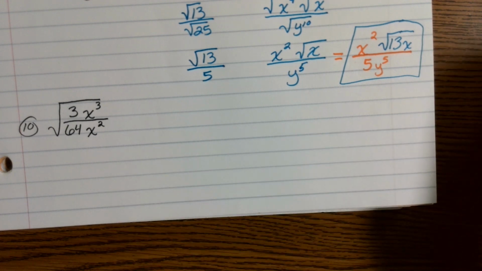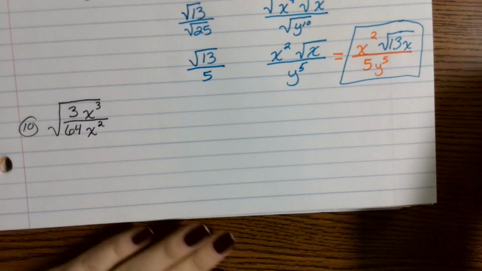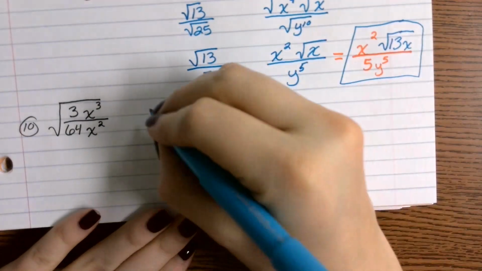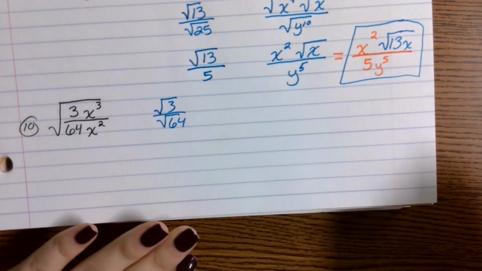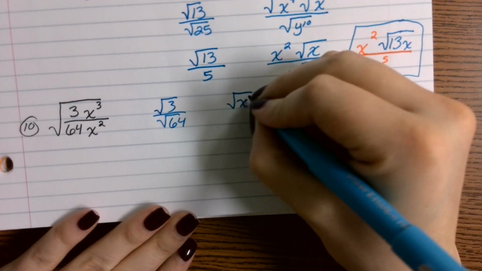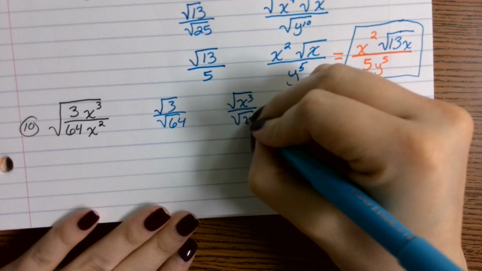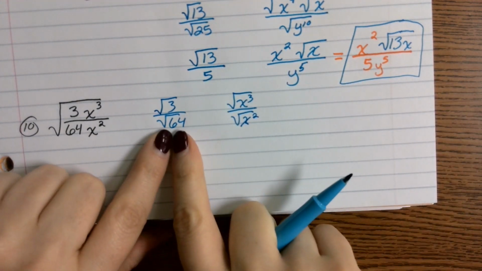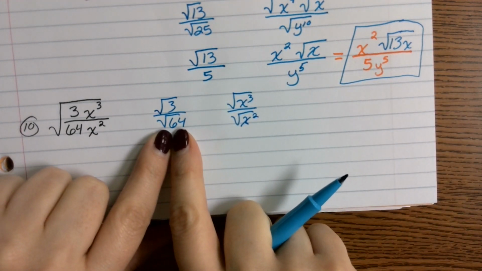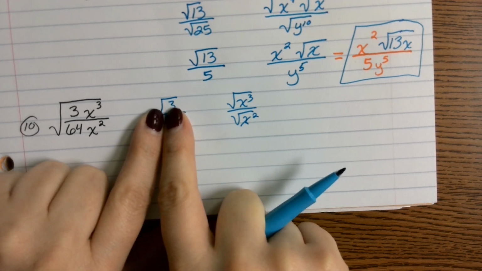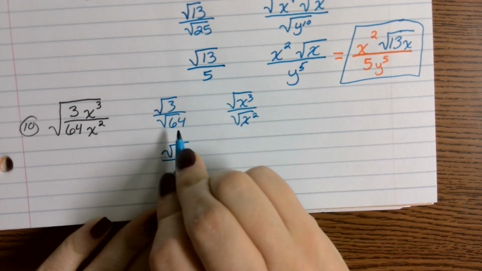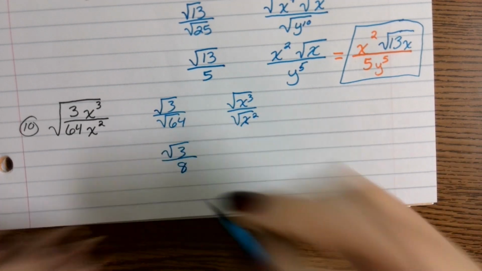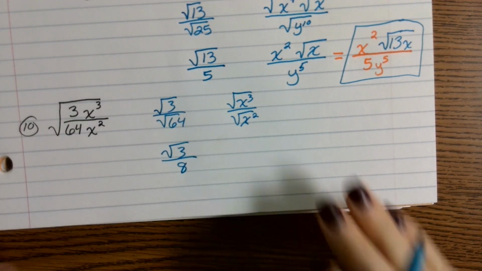So again, split it up. Let's look at the number component separately. So we have square root of 3 and square root of 64. Let's look at the variable component separately. Square root of x to the third and square root of x to the second. Starting with the numbers, is that perfect square? 64 is a perfect square, yeah. Can we simplify our factor square root of 3? No. So this is going to say square root of 3 over, what's the square root of 64? 8. That's simplified. It's done.